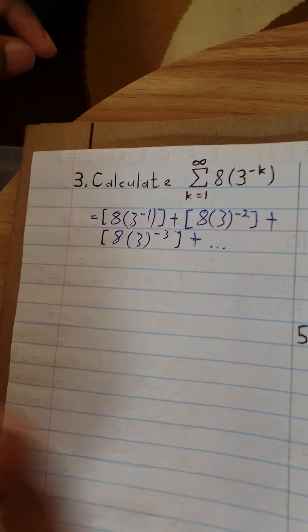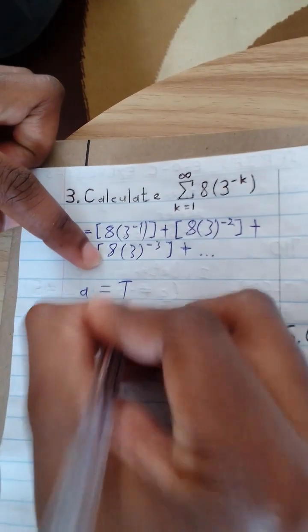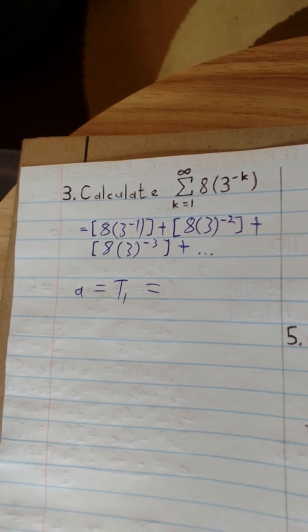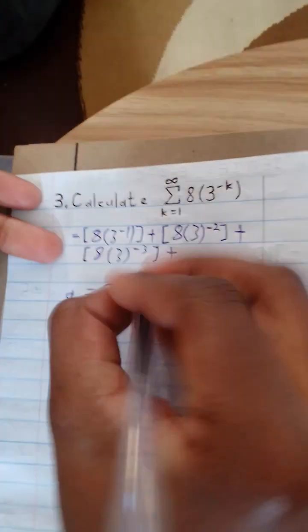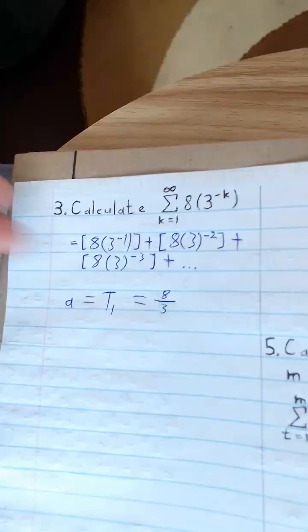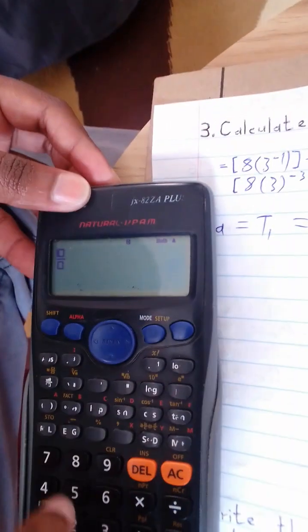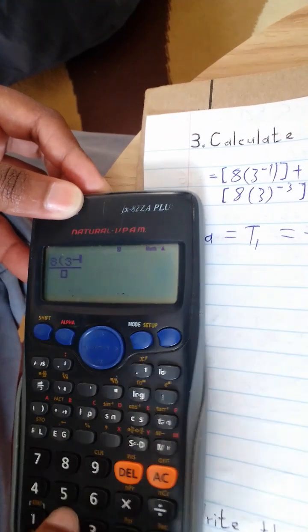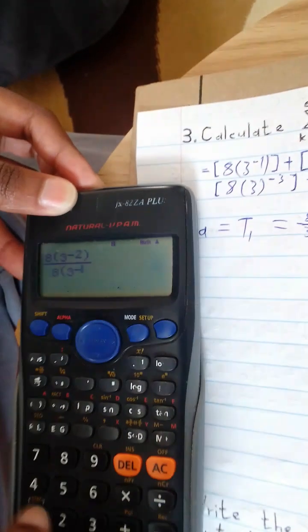Now, as infinity, what do we need? We need a and we need r. What is a? A is t1, which is 8 times 3 to the power of negative 1. It's 8 over 3. Remember, you don't round off in the intermediate steps. Now, we need to verify if this is indeed a geometric series. T2 is 8 times 3 to the power of negative 2 over T1 is 8 times 3 to the power of negative 1.